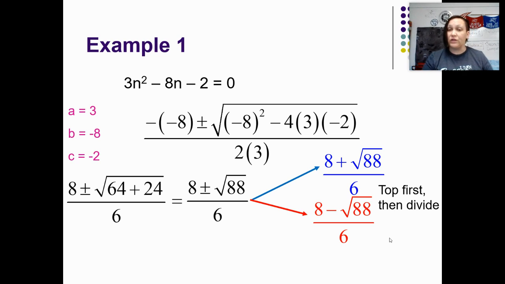Part of being successful this chapter is knowing how to correctly use your calculator. So I'm going to do 8 plus, and then I have to hit second x squared to get my square root symbol. 8 plus square root of 88.